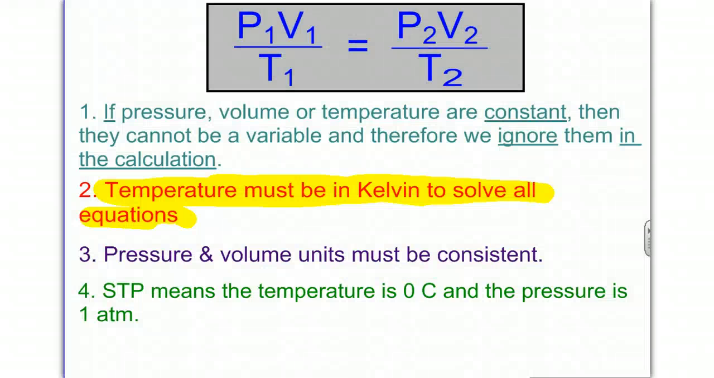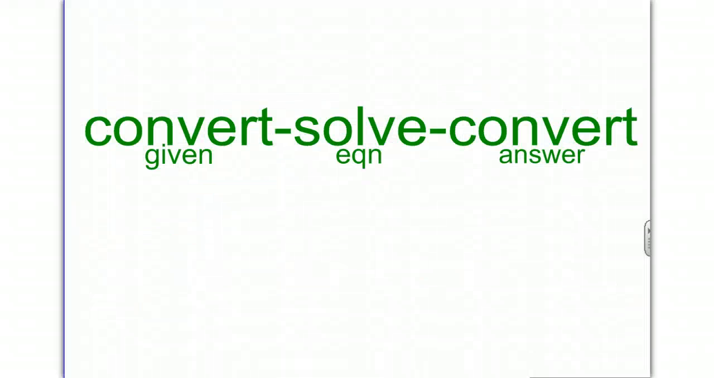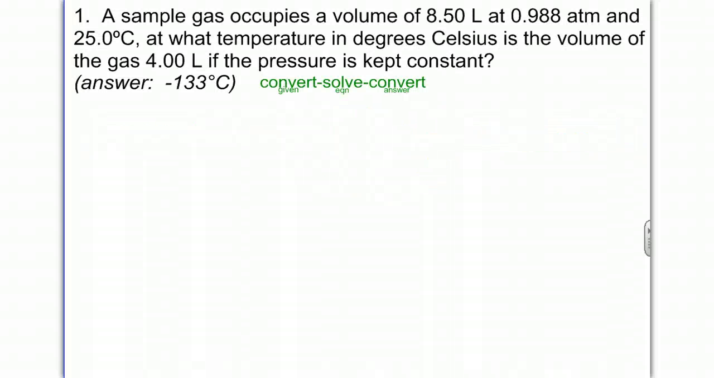So we're going to do a few practice calculations. We're going to use the following method. Convert your given, solve the equation, then you might have to convert your answer. Remember, you may or may not need to do all three of these parts. Guaranteed, you have to do the center part, which is solve the equation. You may have to convert the given, you may have to convert the answer. It depends on the situation. So we'll start with number 1.